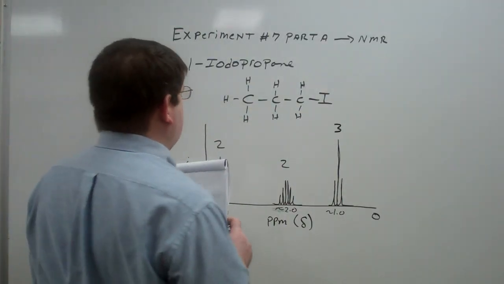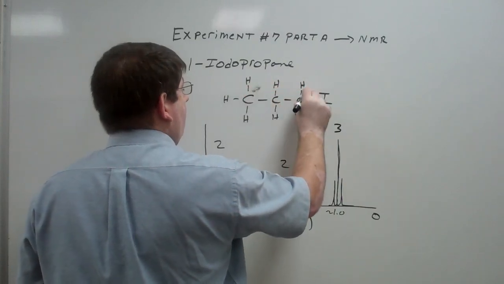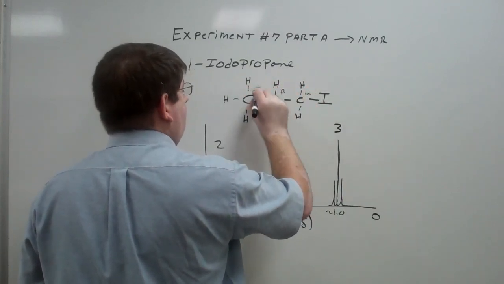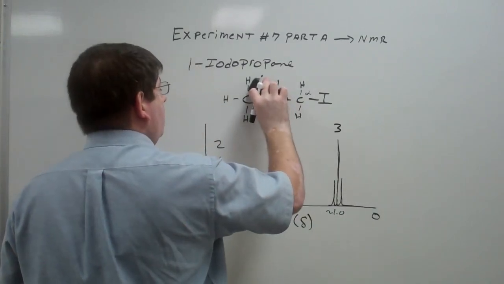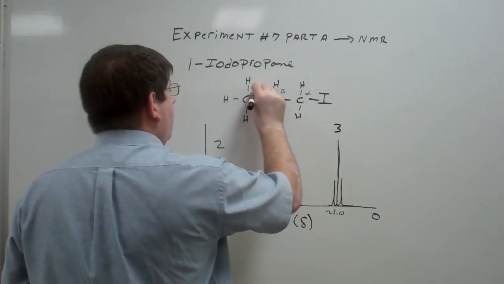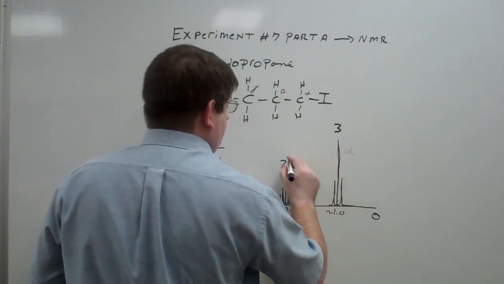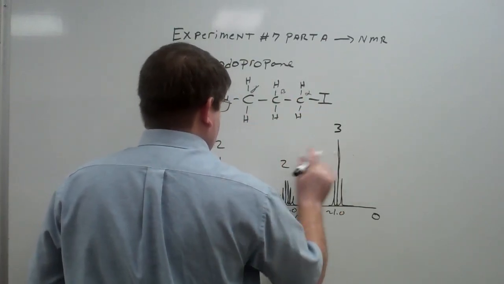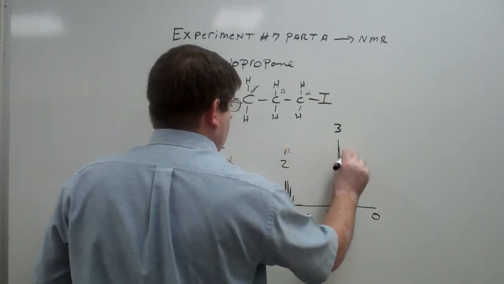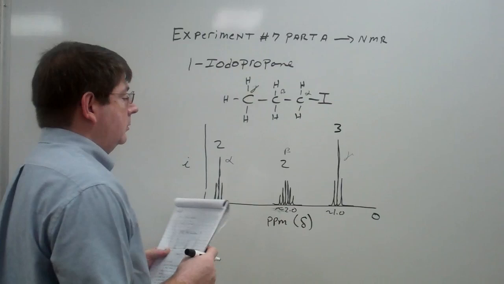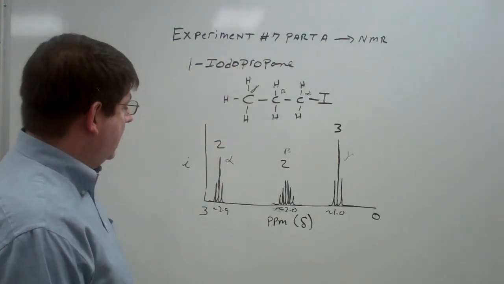So I'm just going to label these alpha, beta, and gamma. Erase that, make that a little better for you. Alpha, beta, and gamma. So now we know where our signals are.